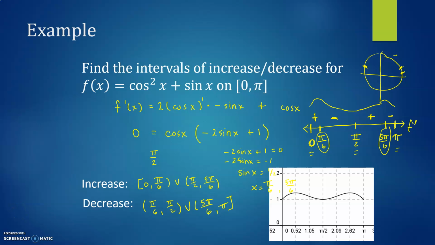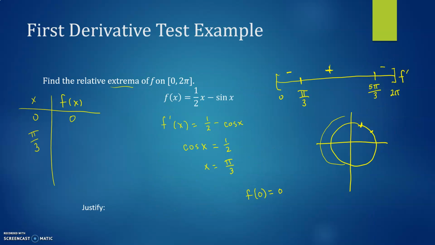At the end of the last video, we were looking at intervals of increase or decrease for this function, and we realized that if we just look at the intervals of increase and decrease, we can get an idea of where the maximums and minimums happen. And that is the first derivative test for determining where maximums and minimums happen.